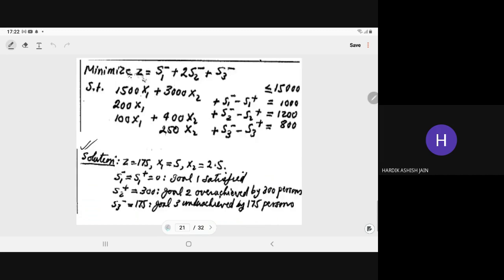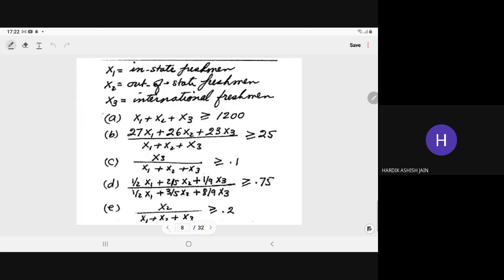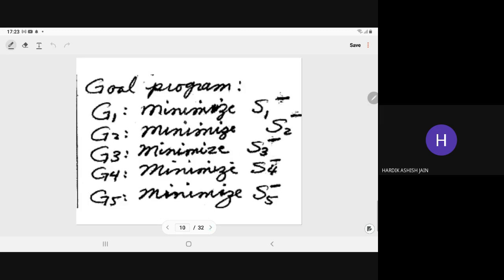Here we have the problem. X1, X2, X3 are the number of in-state students, out-of-state students, and international students. From there we formed this as a constraint. Now they are saying that this is something we always want to achieve, meaning this is not a goal. Here we should say it must be greater than or equal to 1200. Then this is not our goal, so you have to remove this goal.